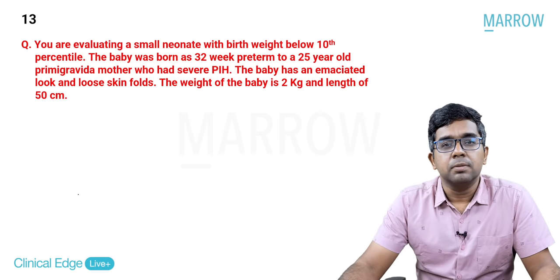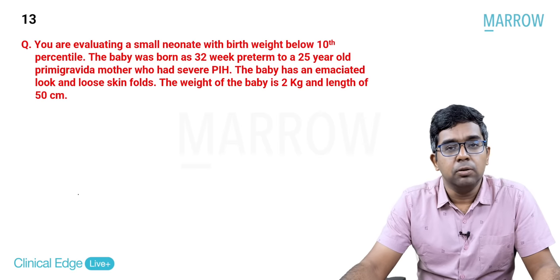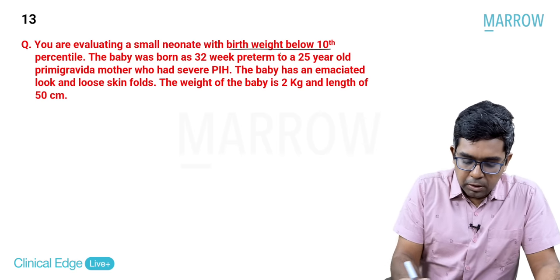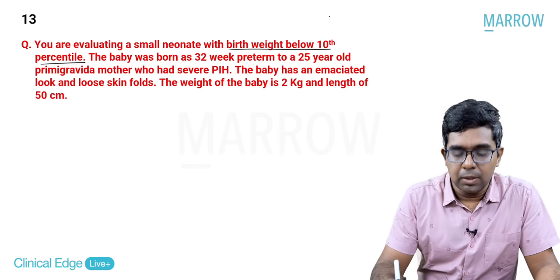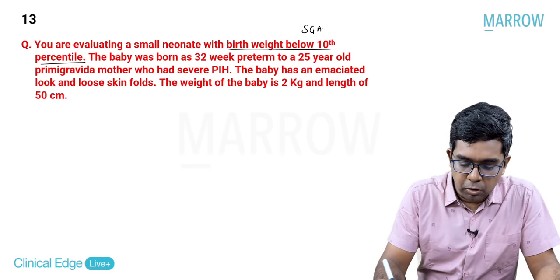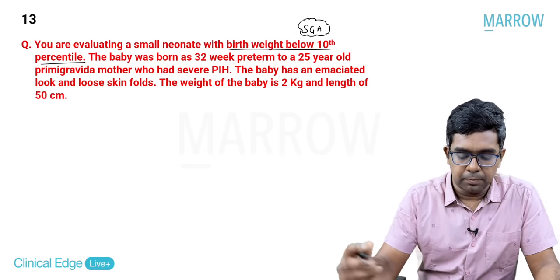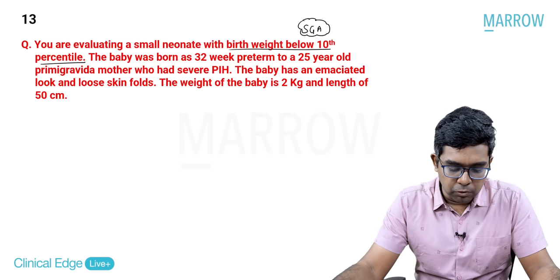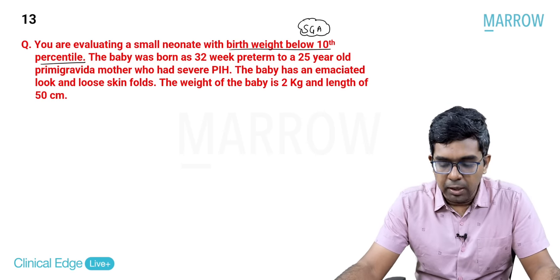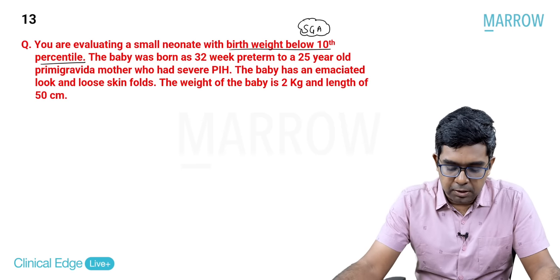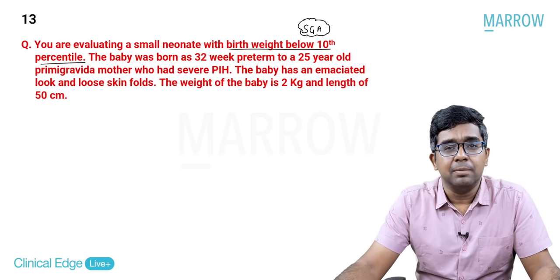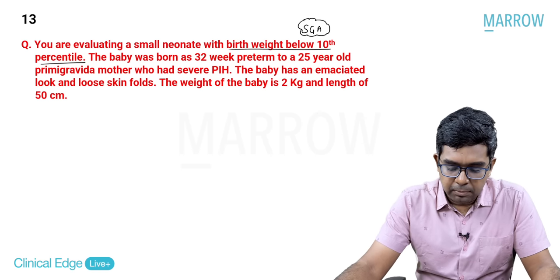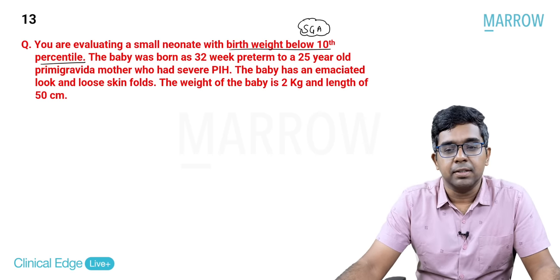You are evaluating a small neonate with a birth weight below 10th percentile. Please remember, birth weight below 10th percentile is referred to as SGA baby, small for gestational age baby. That's a definition. This baby was born at 32 weeks preterm to a 25-year-old primigravida mother who had severe PIH, pregnancy-induced hypertension. The baby had an emaciated look as well as loose skin folds were noted. The weight of the baby is 2 kg and the height is 50 cm.